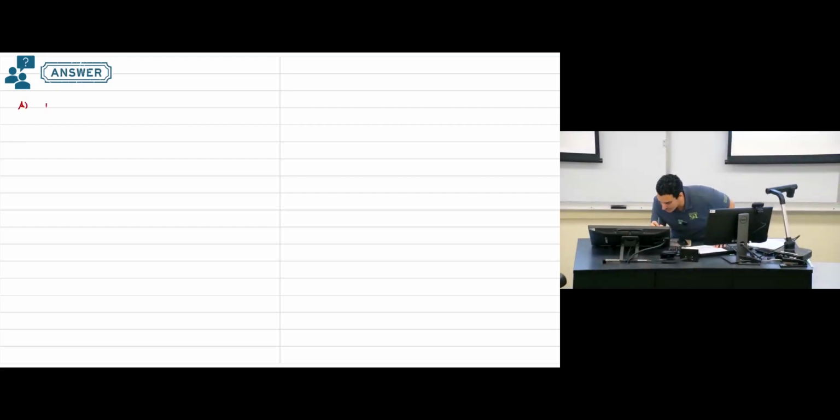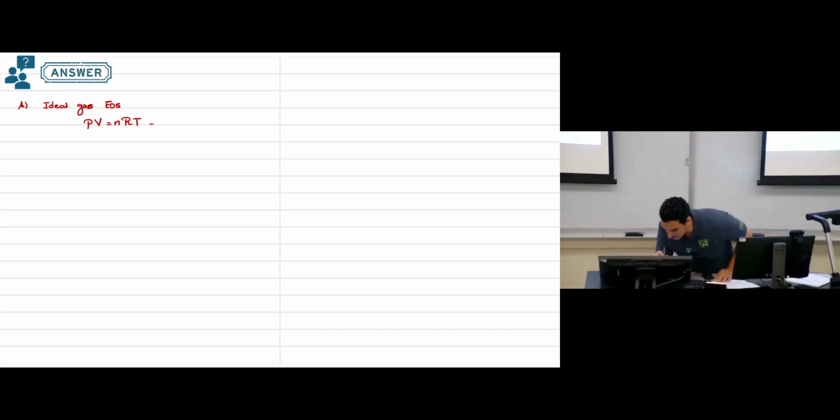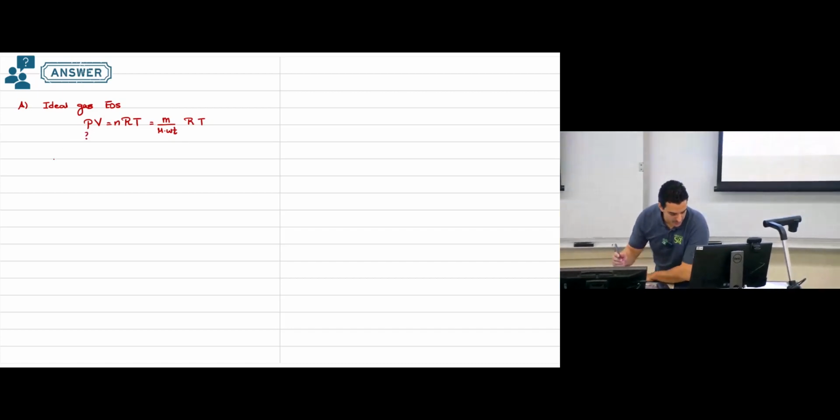We start with the first part, using the ideal gas equation of state, which is PV equals nRT. In the example, we don't have n, we have mass. So we can say PV equals mass over molecular weight times RT. The pressure is what I need to calculate. So let's start to put in the numbers we have.